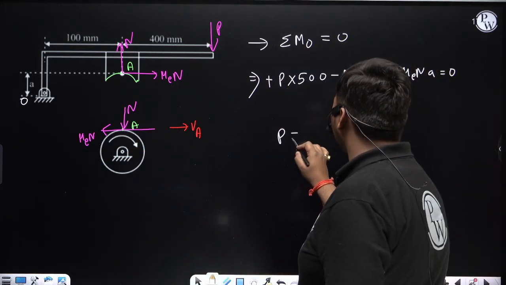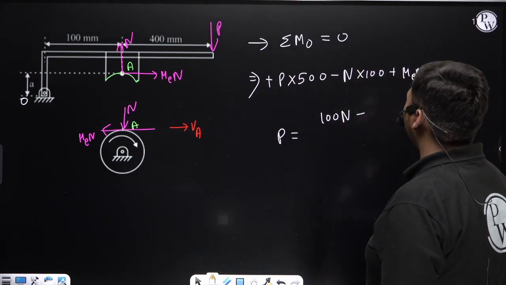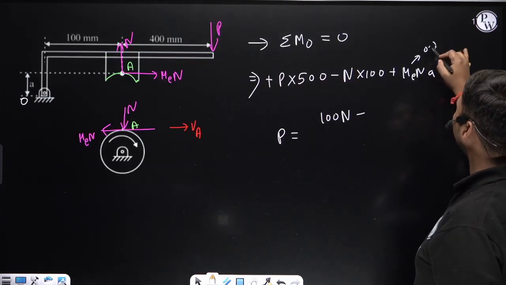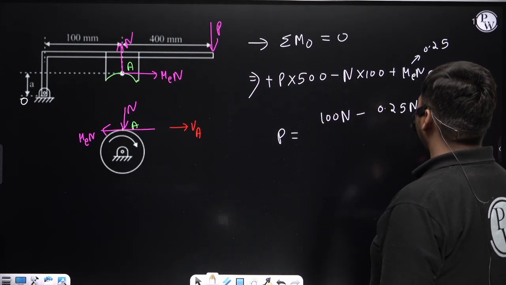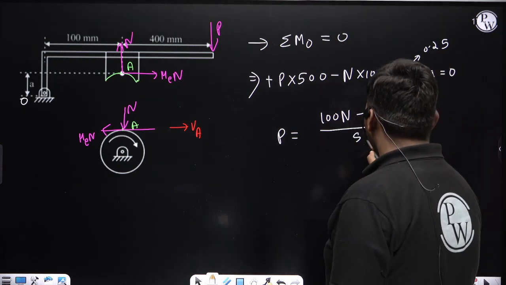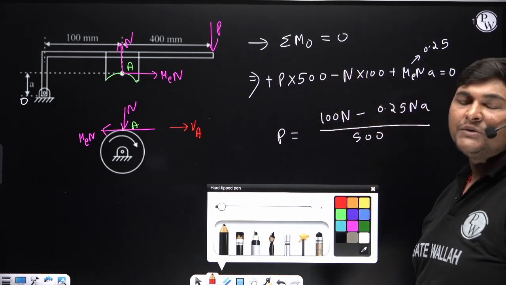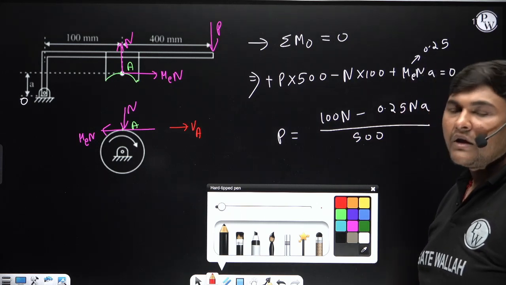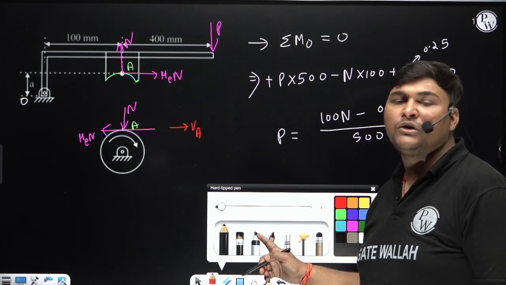So P will be equal to 100 N minus mu equivalent N A upon 500. Mu equivalent is given in the question, it is equal to mu, which is 0.25. So minus 0.25 N A upon 500. And here this is the friction force, which is reducing the braking effort. And since friction is reducing the braking effort, this brake is self-energizing. And since it is self-energizing, here it can be in self-locking also, and it cannot be in self-locking.